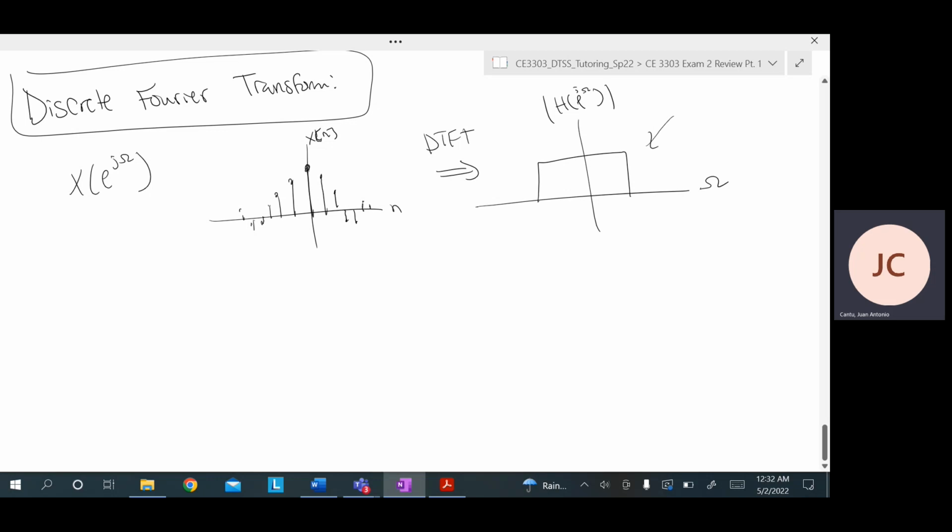We need to find a way to actually make it a discrete signal, right? So that's where the discrete Fourier transform comes in. And I'll be the first to say that the naming convention is horrible. The difference between DTFT and DFT is a fairly easy one, but with that naming convention, you wouldn't really know.